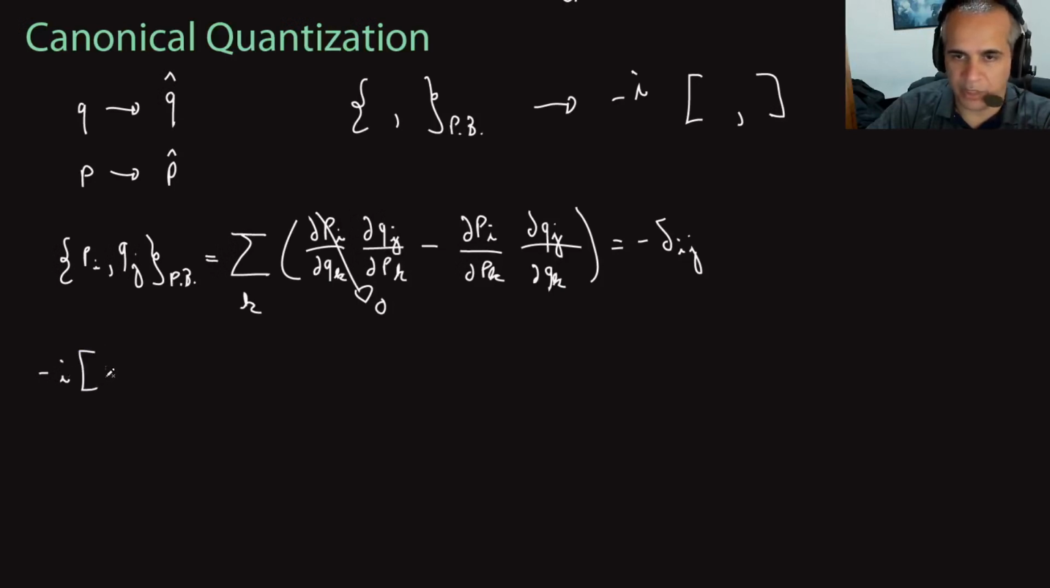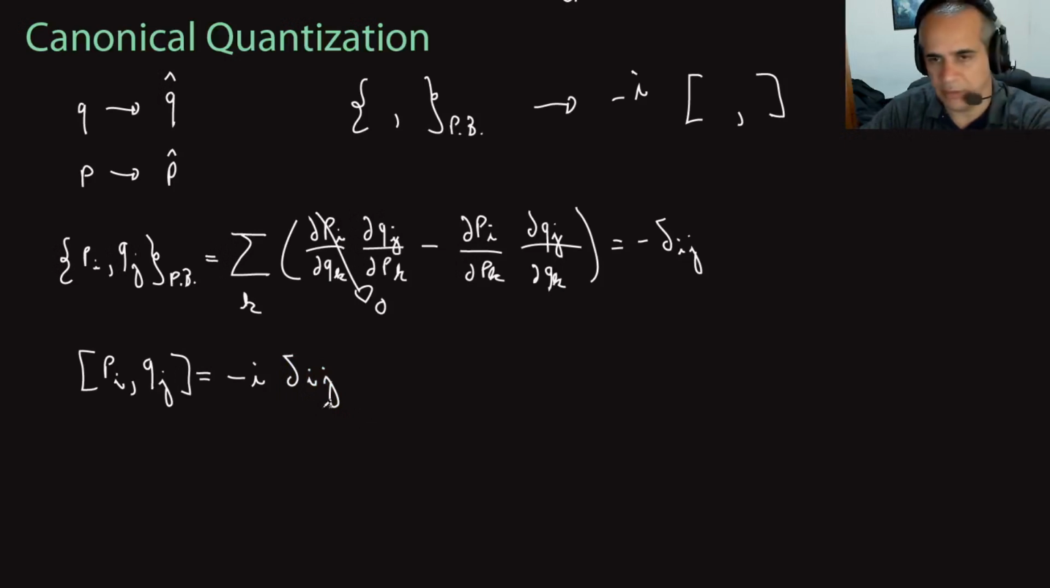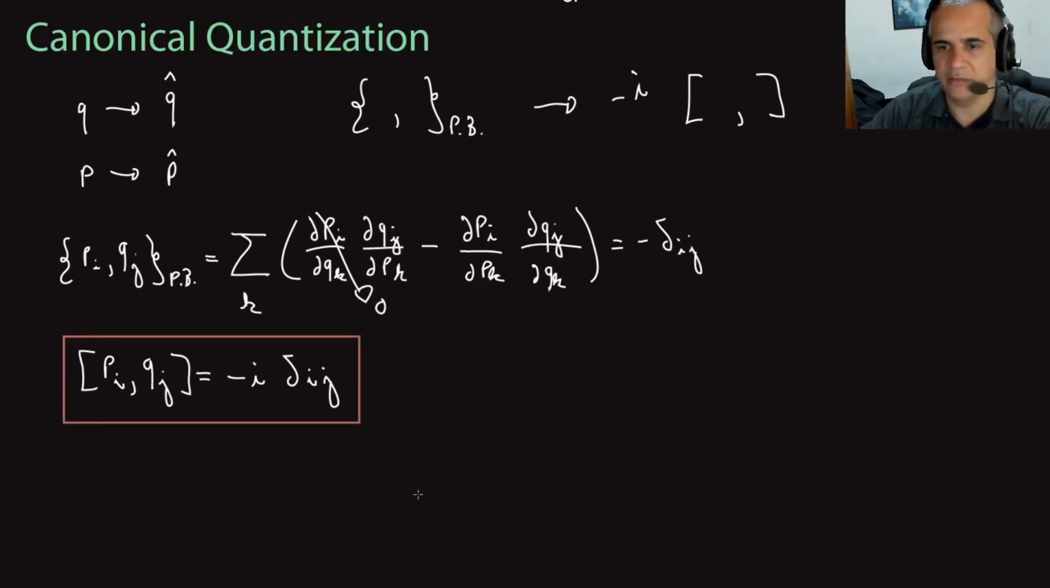Minus i commutator of p_i, q_j, and that should be minus delta_ij. Of course, I can simplify a little, just throw this minus i to the other side, and I get minus i delta_ij, which is the commutation relation between momentum and position, right? Which is what we would expect for a quantized system.